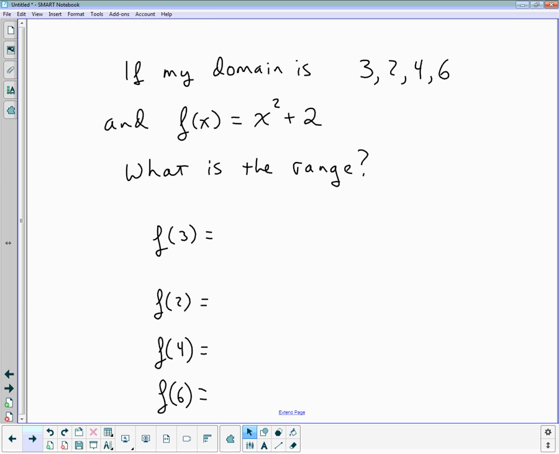The thing you put in, those are your domain or your inputs, right? Your inputs are the domain. All the same thing. Put those into the machine. In goes a number, out comes a number. Input, output.